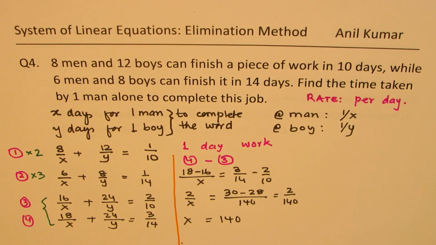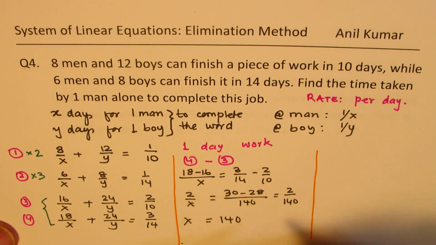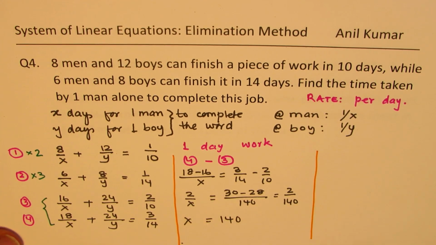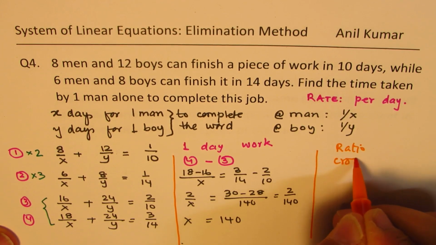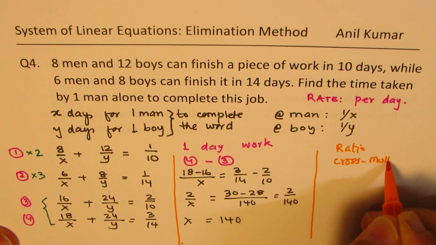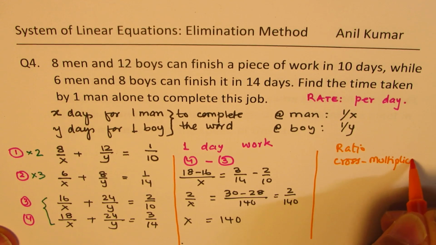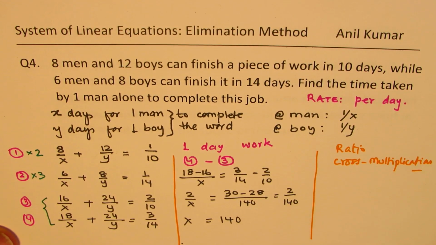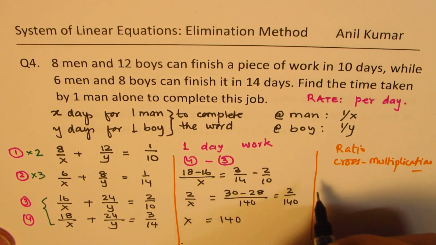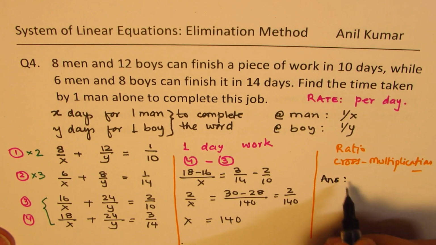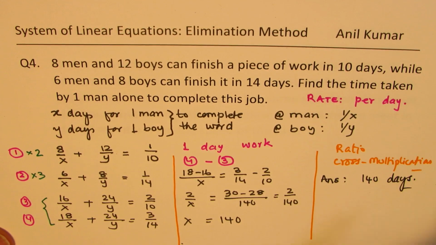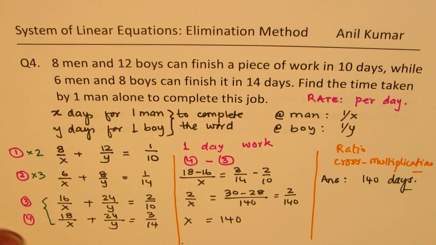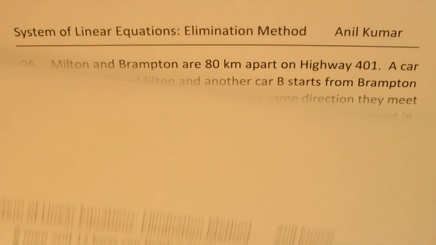Do you see that part? So we could easily solve this equation using ratios and cross multiplication. So the idea is to solve this by ratio and then cross multiplication. So that's a very important strategy. So we can now say one man can complete the job in 140 days. Right? Now let's take question number 5.